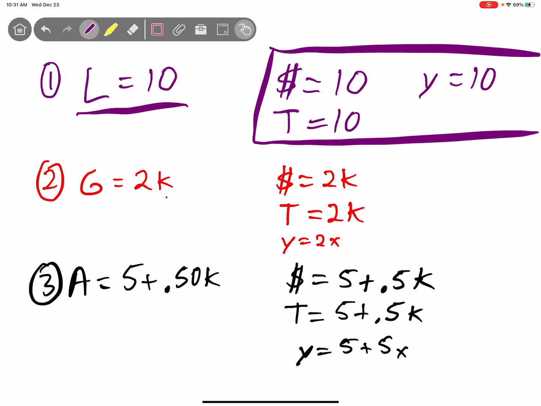Okay? And then for Alana, again, she gets $5 as a donation plus 50 cents per kilometer. Okay? This is my rate. I get 50 cents per kilometer. So if I walk no kilometers, I only get $5 because 0.5 times 0 is 0 and 5 plus 0 is 5. If I walk 1 kilometer, I get $5.50. 2 kilometers, I get $6. Okay? That's how this works.